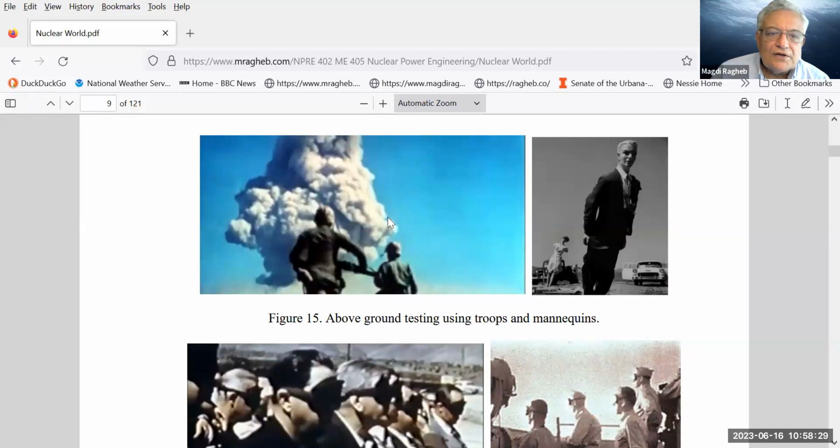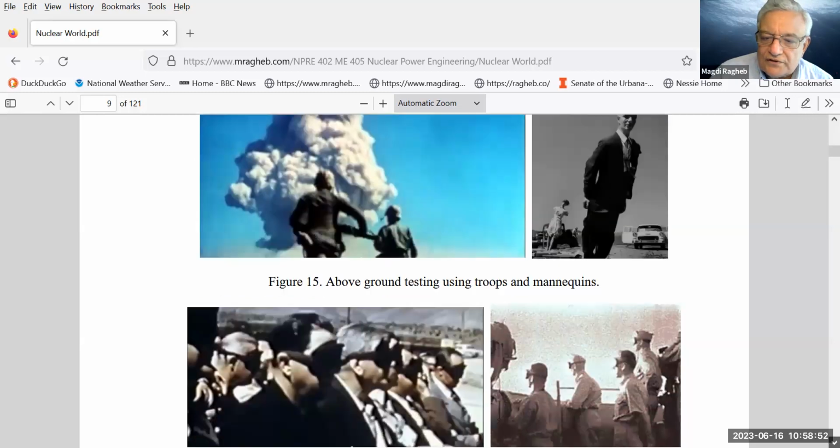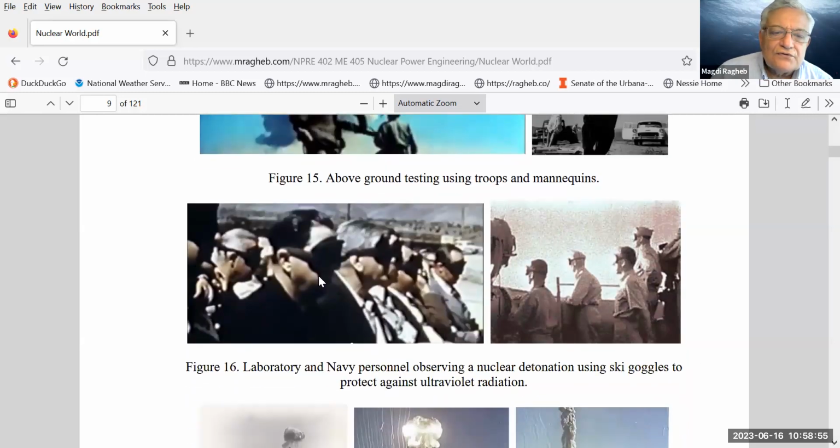The United States Army exploded devices and had soldiers walk. Initially, they were in trenches, but then they had them walk into the area of the explosion to train them to operate even in a nuclear war situation. Mannequins were used to see what is the effect of the explosions on people. The Air Force had their personnel sit using ski goggles and watch the explosion itself.